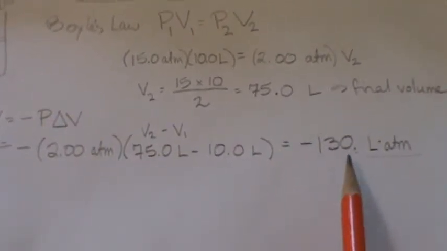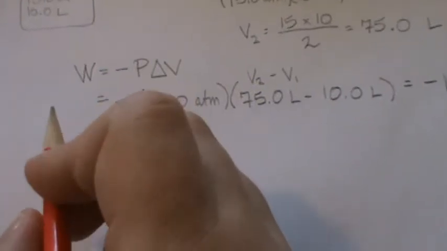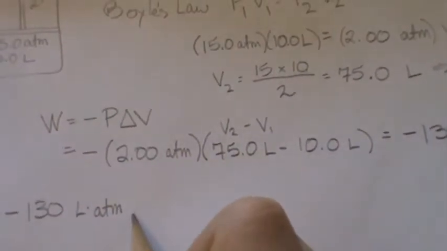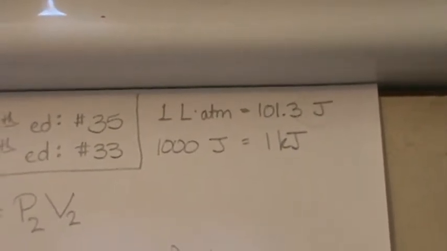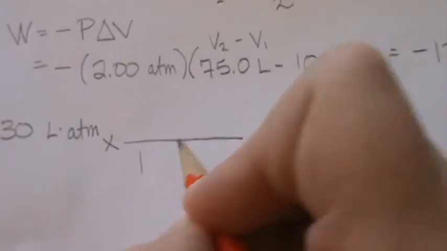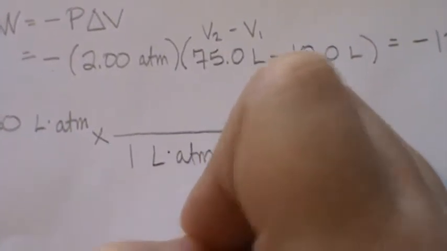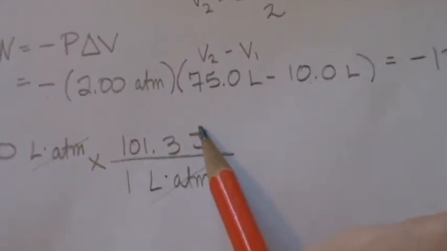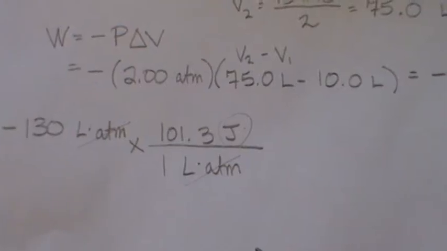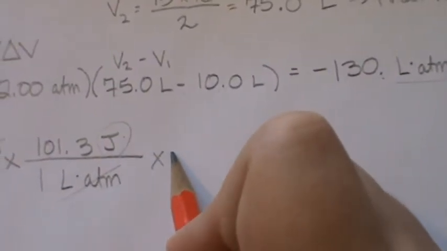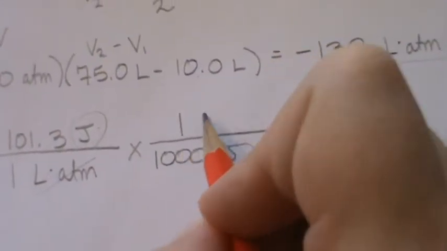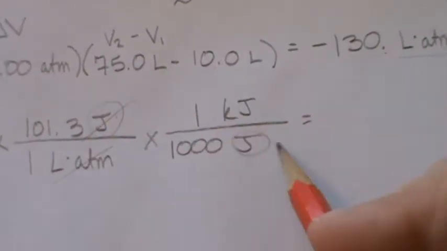So now what I need to do is convert this into kilojoules. So I say, okay, negative 130 liter atmospheres. Now I set up my conversion. So here it is up here. I need 1 liter atmosphere per 101.3 joules. That'll cancel out my liter atmospheres, and it leaves me with joules. But the answer needs to be in kilojoules, so now I need to set up 1,000 joules on the bottom to cancel to 1 kilojoule on the top. So now I can cancel my joules.